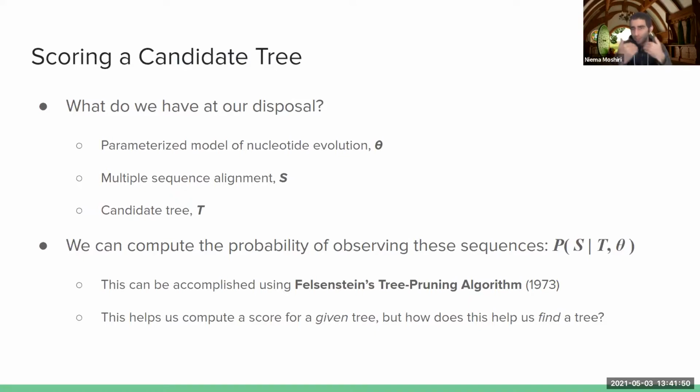Okay, so if you gave me some tree, I could compute the score of that tree. But I still haven't solved the problem. How do I actually find a tree, right? Someone gave me this candidate tree that I'm trying to score. But how do I come up with a tree from scratch?